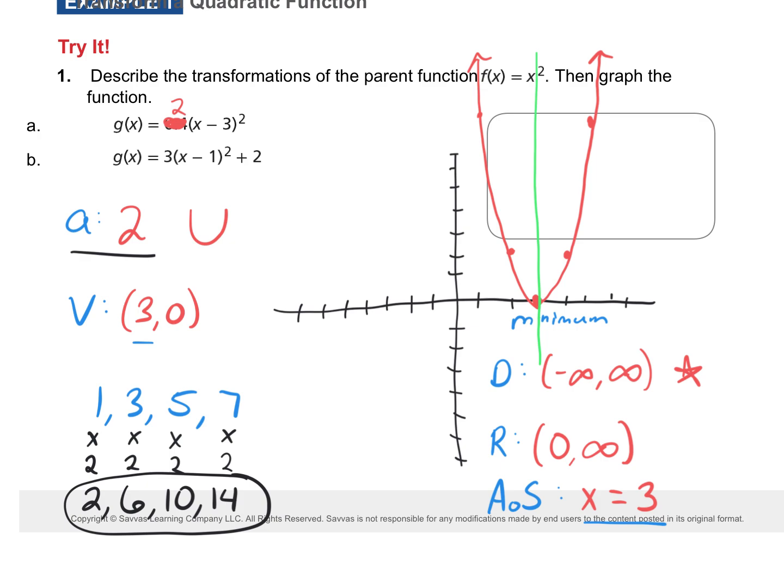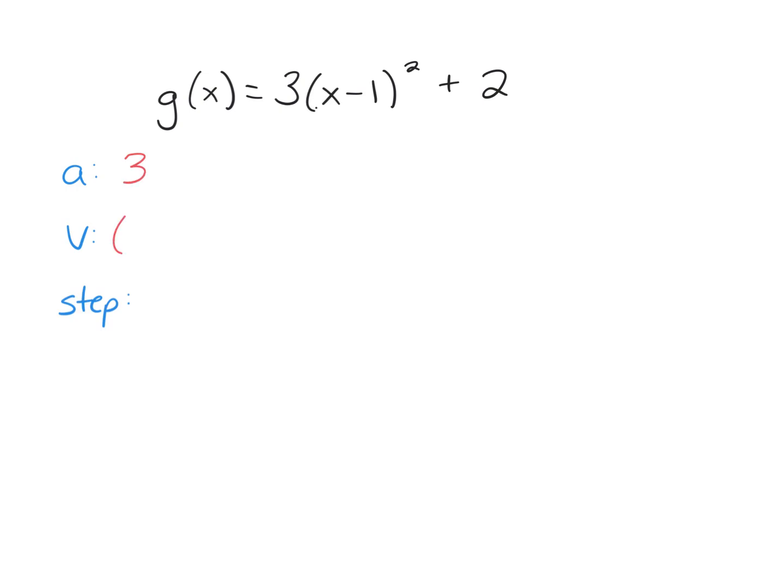Okay, I want you to go try and graph B. All right. What is my a value? 3. What's my vertex? 1, 2. What is my original step pattern? 1, 3, 5, 7. Always start with your original step pattern. Now ask yourself, is my step pattern going to change? Yes. How? Multiply by 3 to all steps.